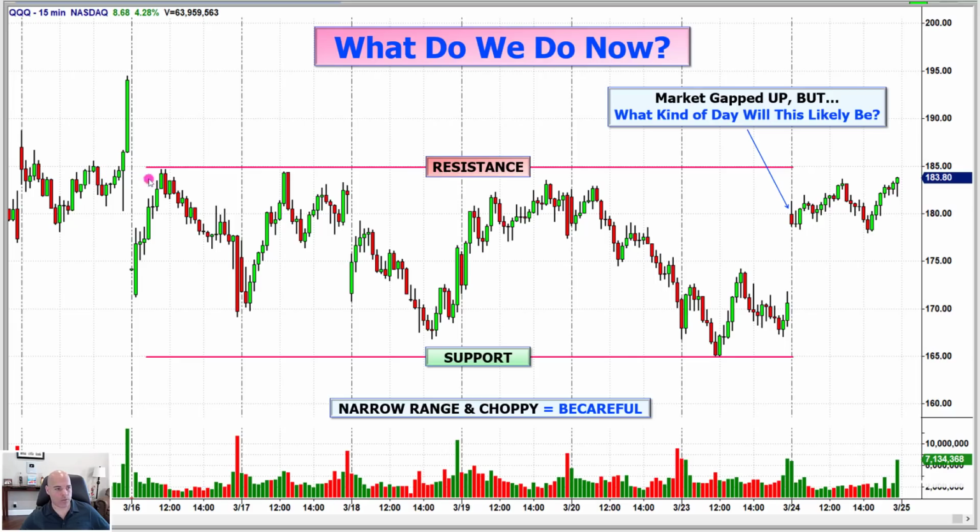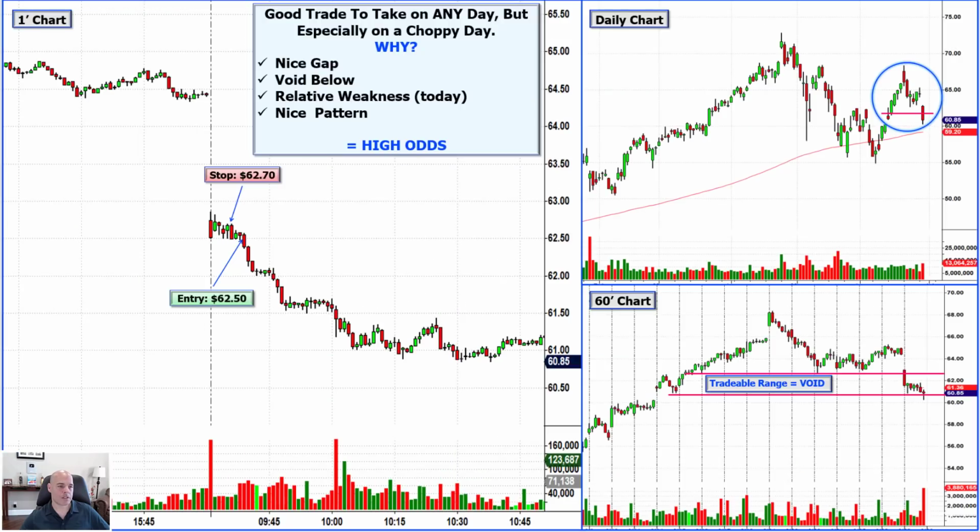You can't come into quadruple top resistance and expect the market just to slice through it like a hot knife through butter. It doesn't work that way, okay? On the downside, you actually have room to fall here, right? If you open at 180, you have room to fall into 175. This is a tough day. So on days like this, what do we do? We look for these types of things, because this is what I call a good anytime trade. This is a good trade no matter what the market is doing, okay?